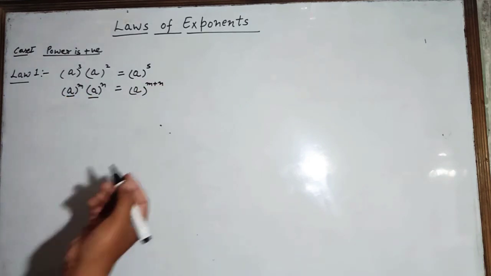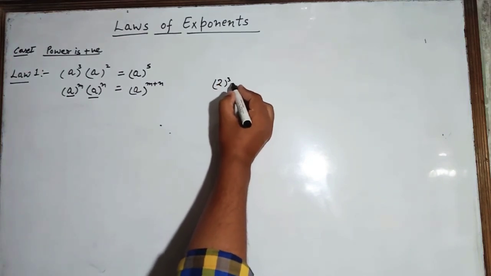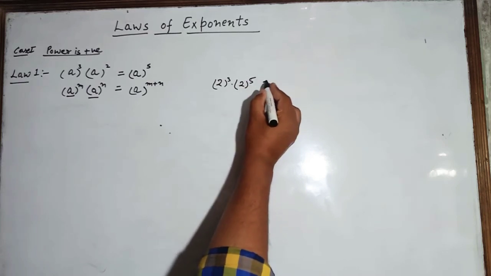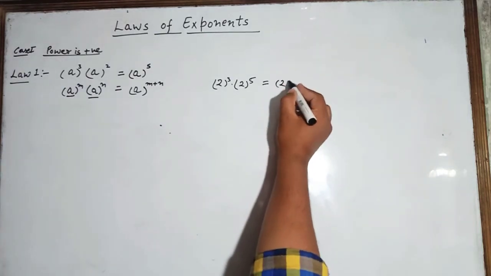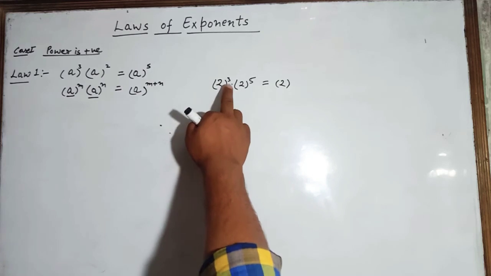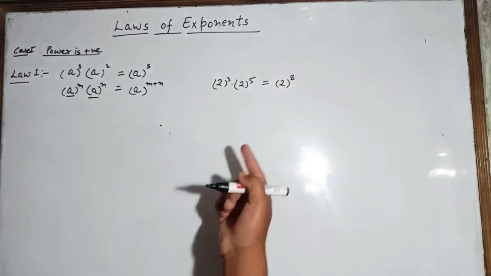Let's take an example: 2 to the power 3 into 2 to the power 5. What will be our answer? The bases are the same, so we write the base as it is and add the powers. This happens only in multiplication. So 5 plus 3 is 8. It will be 2 to the power 8.